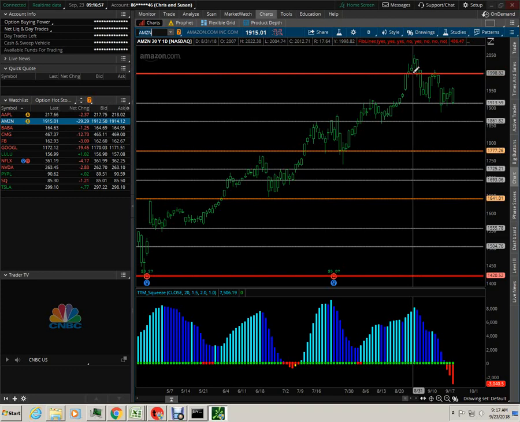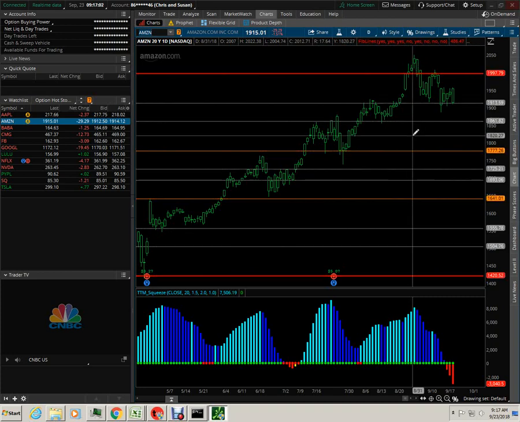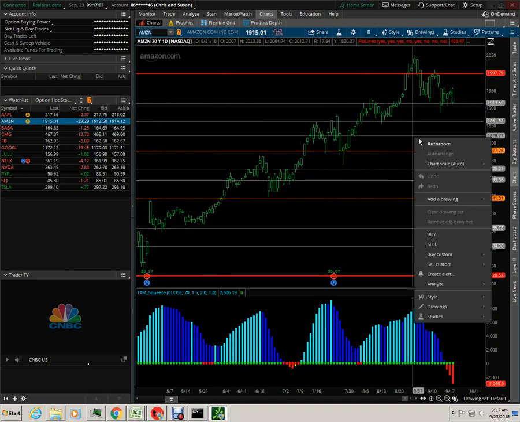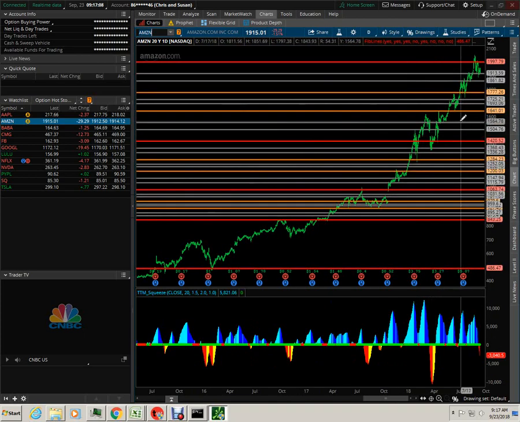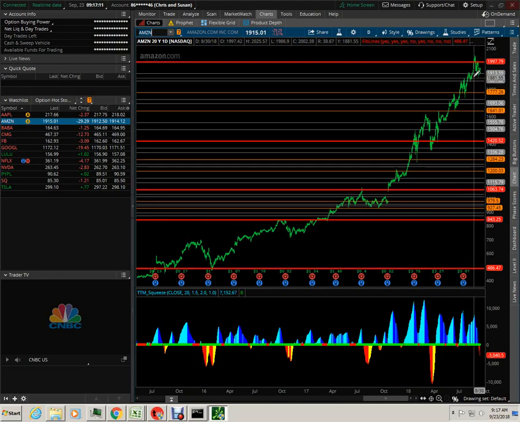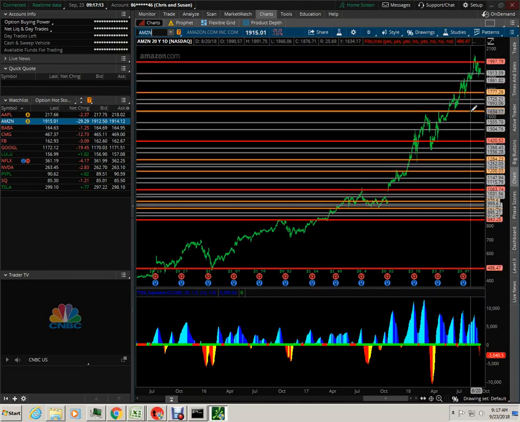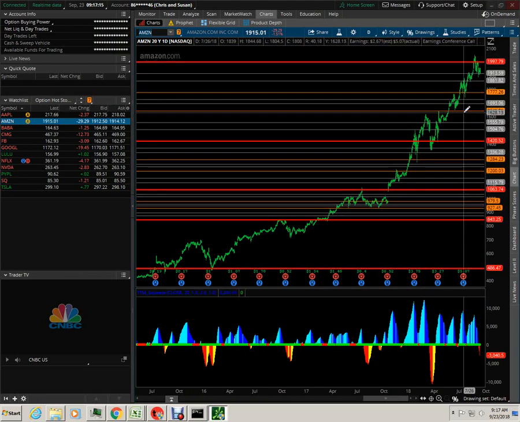So that's what FibLines looks like, and it allows you to identify hidden areas of support and resistance that you could not with other indicators. And as a result of that, I had a long position on Amazon for most of the year, because I was confident that prices were going to get up to 1997. So that's the kind of thing you can do with FibLines you can't do with other indicators.